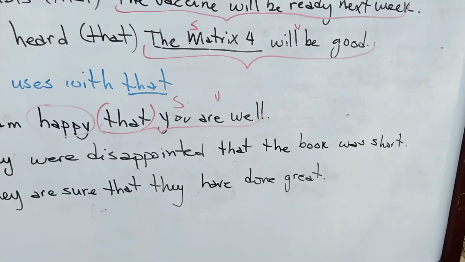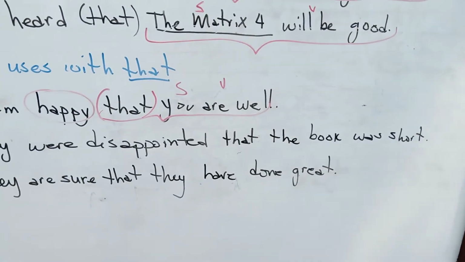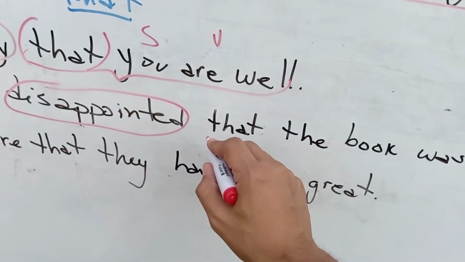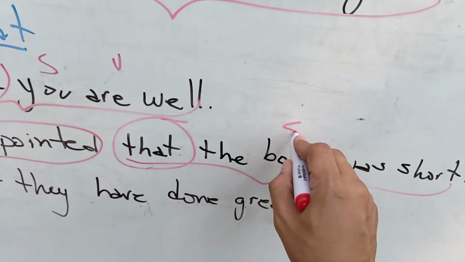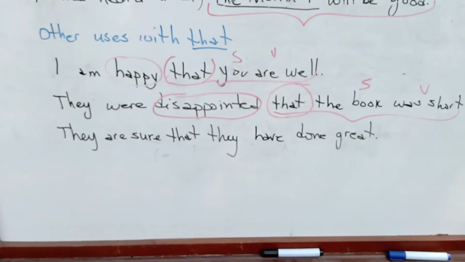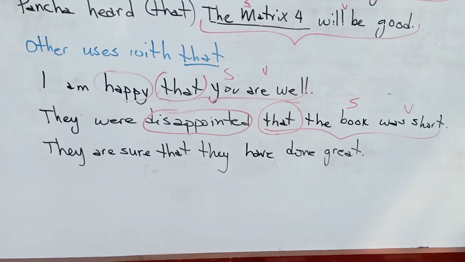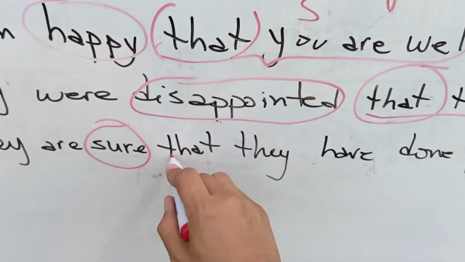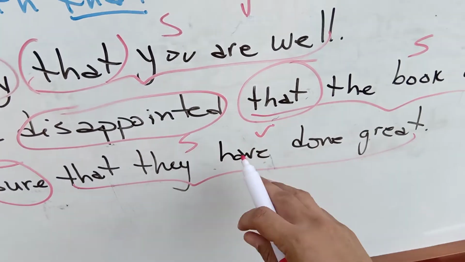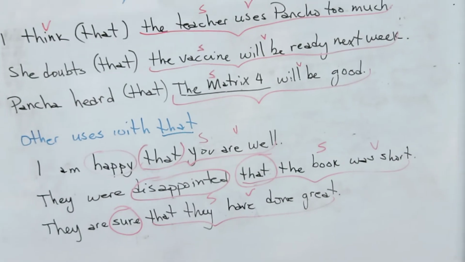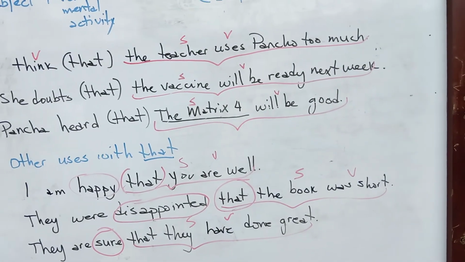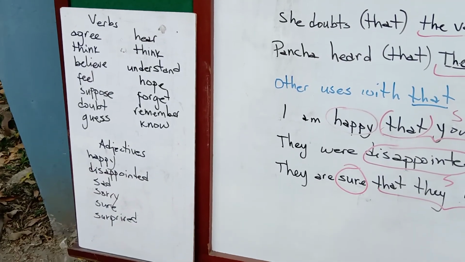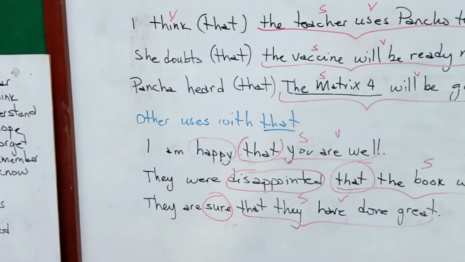They were disappointed that the book was short. Again, disappointed is my adjective. And here we have the clause. That is optional. Subject and verb. They are sure that they have done great. Sure is the adjective, and this is a clause. Subject and verb. Have done is the verb. So now we know how to use clauses after verbs or mental activities and after adjectives. So we continue.